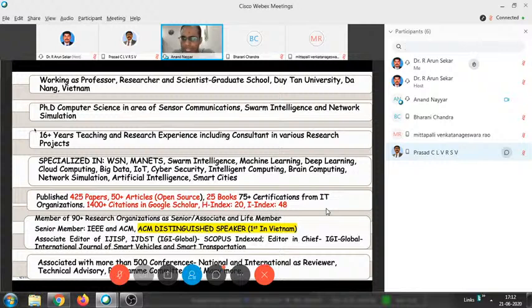I'm a member of 90 plus research organizations as senior associate and life member, and I'm acting as senior member for IEEE and ACM, including ACM Distinguished Speaker, the first and the only one right now in Vietnam. I'm having my own journal, that is the Global Journal of Smart Vehicles and Smart Transportation. And next year, this journal will be becoming Scopus Indexed. And I'm associated with more than 500 conferences as national and international reviewer, even proceedings chair, review committee member, advisory committee member, and many more.